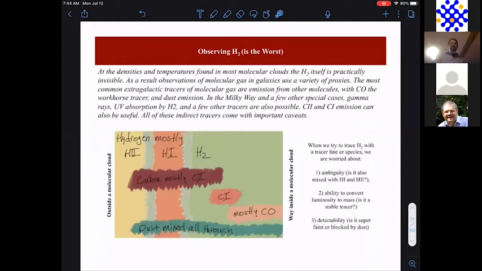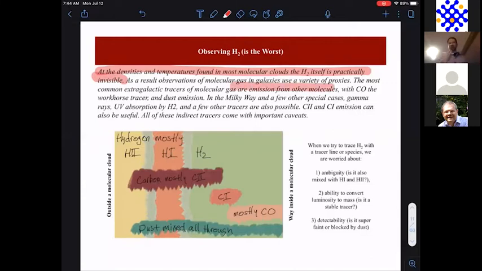So the molecular phase of the ISM has a problem, which is that it is extremely difficult to see. The fundamental issue here is stated in a few different ways, but is basically that at the densities and temperatures found in most molecular clouds, the dominant component by mass, which is H2 itself, is practically invisible. And so as a result, when people go observe the molecular gas in galaxies or in our own galaxy, they almost always end up resorting to a proxy of some type, the exception being absorption measurements, which have their own host of potential issues.